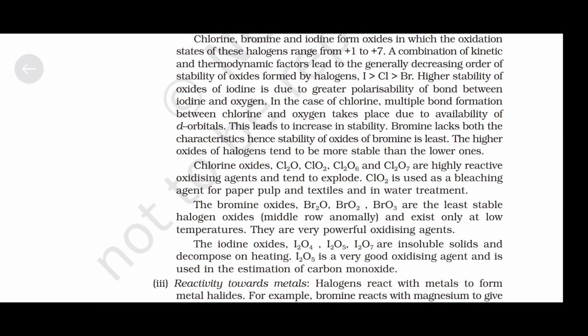In case of chlorine, multiple bond formation between chlorine and oxygen takes place due to availability of d orbitals. This leads to increase in stability. Bromine lacks both the characteristics, hence stability of oxides of bromine is least. The higher oxides of halogens tend to be more stable than the lower ones.